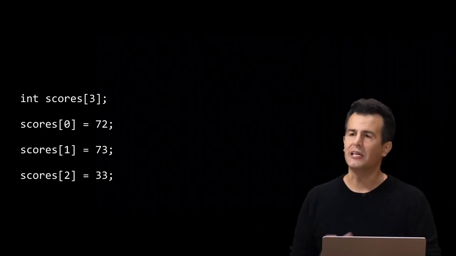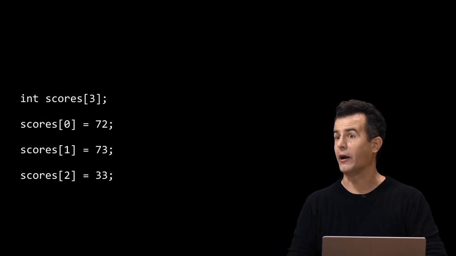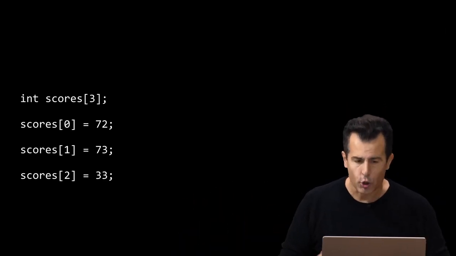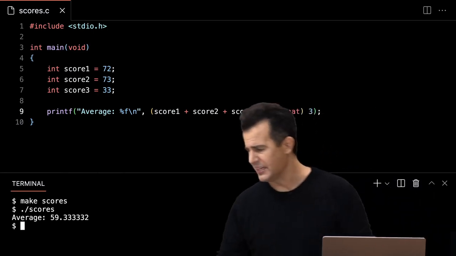But the upside now is that you only have one name of the variable to remember. It's just called scores. Yes, you need to go into the array to get individual values. You need to index into it using those square brackets. But at least you don't have this hackish approach of declaring a separate variable for each and every one of these values. So let me go back to scores.c here.